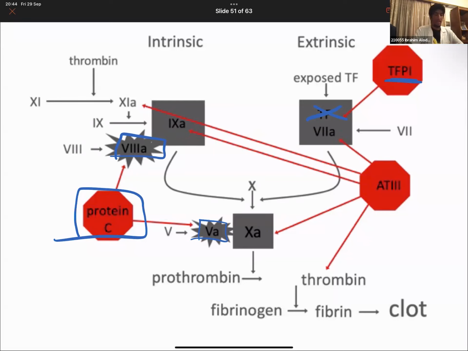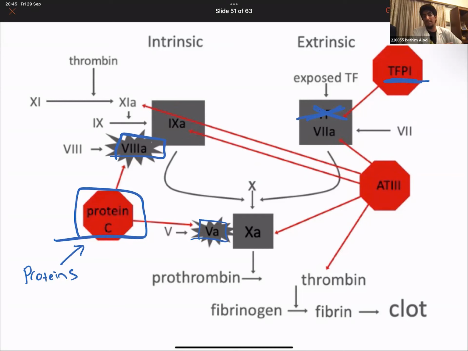All right. Now, I said protein S as well. Protein S actually is needed for protein C to work. Okay. So even though protein S doesn't directly inhibit any of the clotting cascade, protein S is needed so that protein C can work. Okay. So tissue factor pathway inhibitor inhibits tissue factor. Protein C inhibits activated factor 8 and it inhibits activated factor 5.